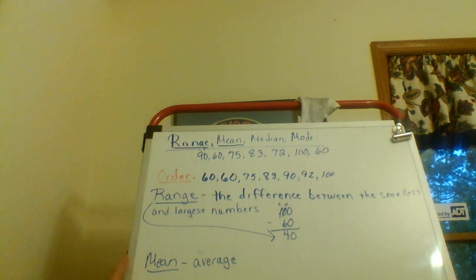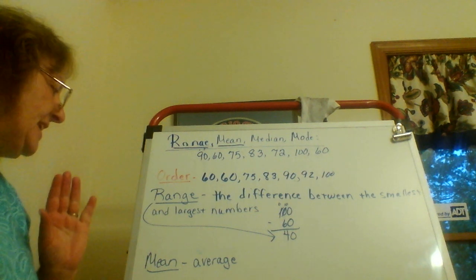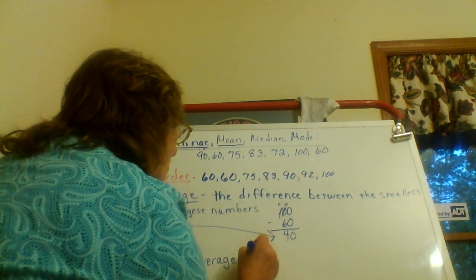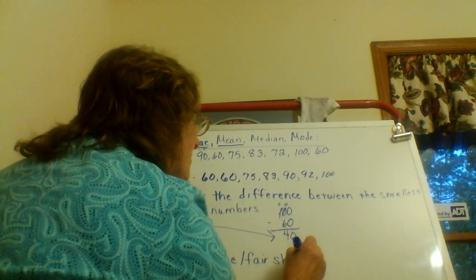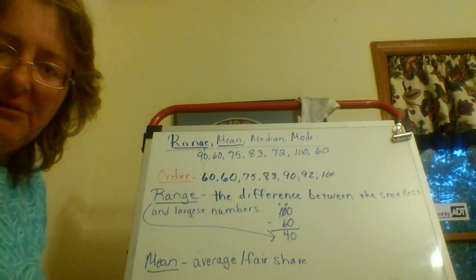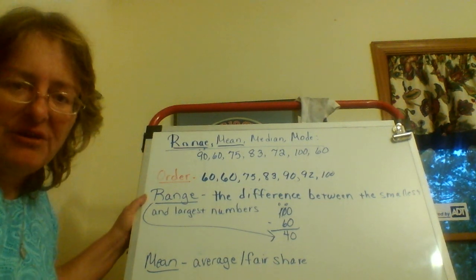Now, the mean, to get that, you are just getting the average. It is the average of the test scores. Another way of writing it is called the fair share. So if somebody wants to know what the fair share of something is, they want you to get the mean or they want you to get the average. And this is actually how we figure out your grades.